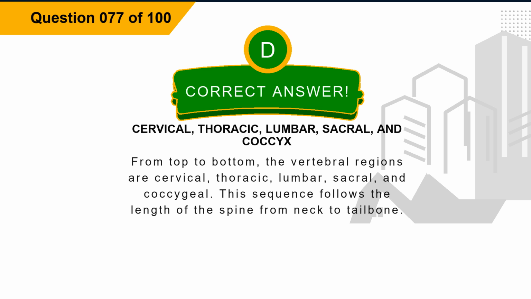Explanation. From top to bottom, the vertebral regions are cervical, thoracic, lumbar, sacral, and coccygeal. This sequence follows the length of the spine from neck to tailbone.